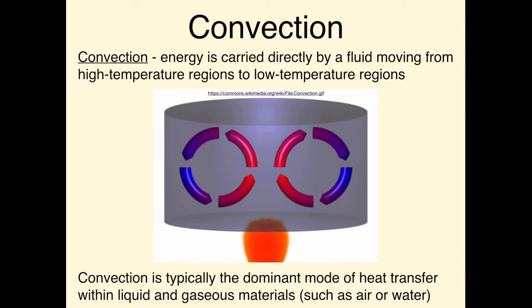All right, so next, let's talk about convection. In convection, energy is being carried directly by a fluid moving from a high temperature to a low temperature region. So unlike conduction, there is actually a large-scale movement of matter from one place to another in convection. A classic example of this is shown in the animation here.